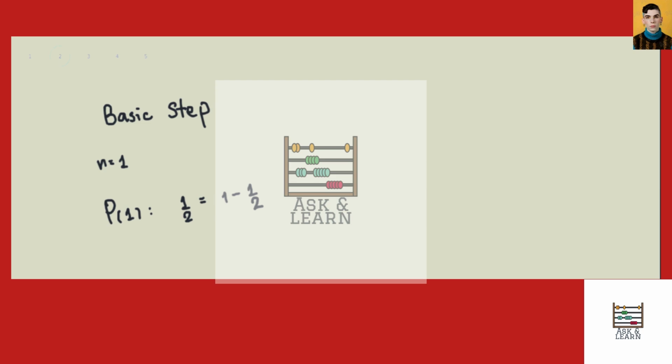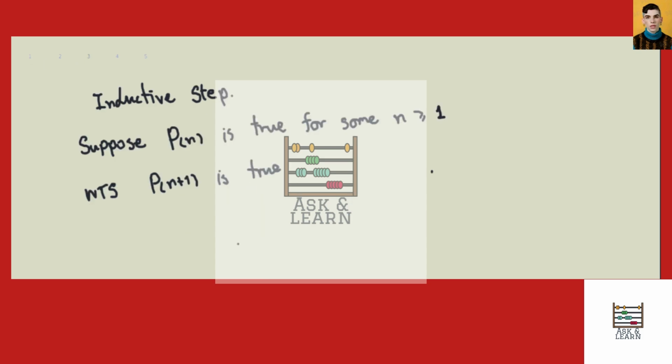So basic step: p of 1 says that a half is equal to, in the formula, 1 minus a half, which is obviously true. So the basic step is clear. Next, suppose that the formula is true for some n. We want to show that it's true for n plus 1 as well.